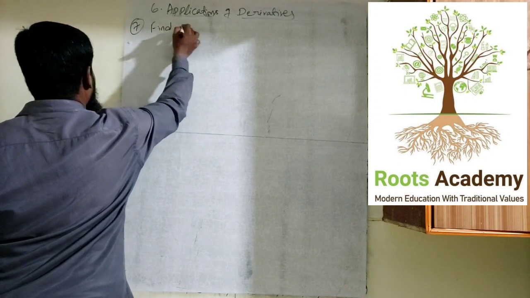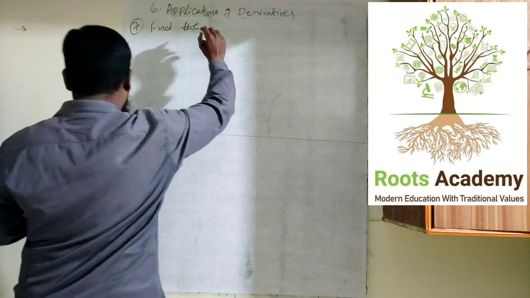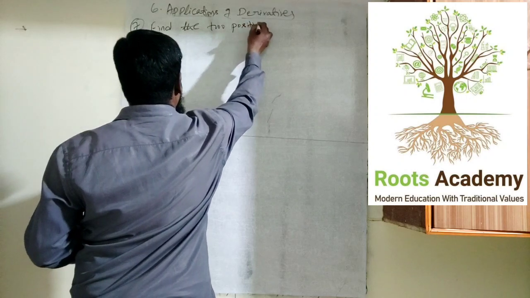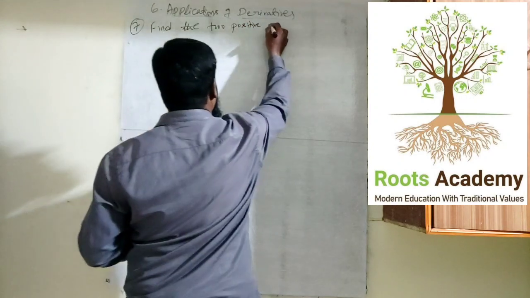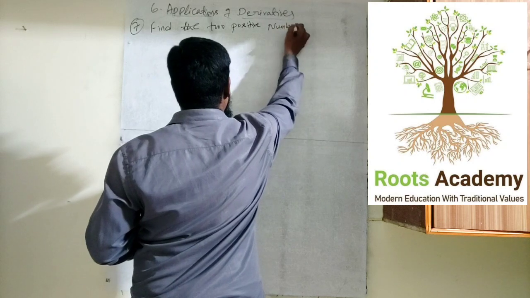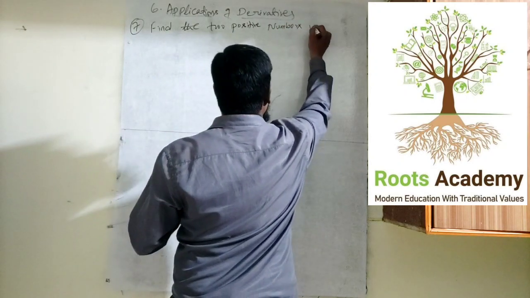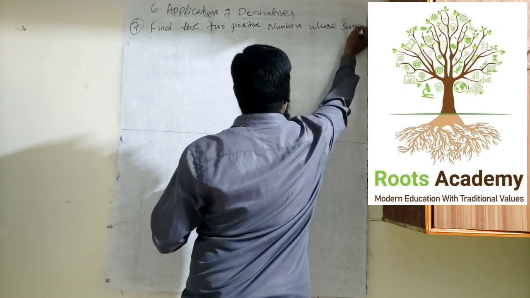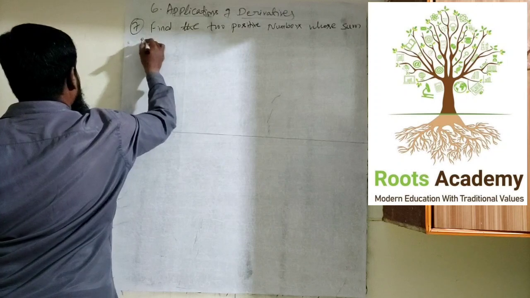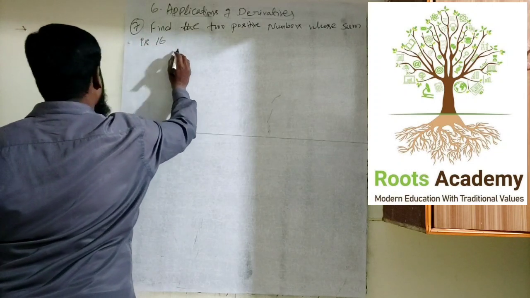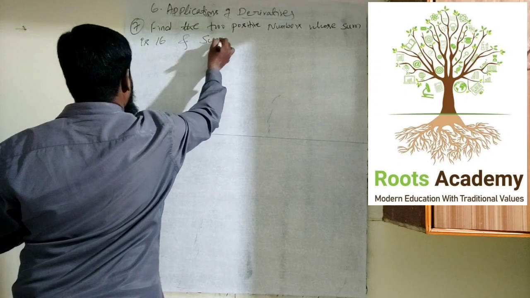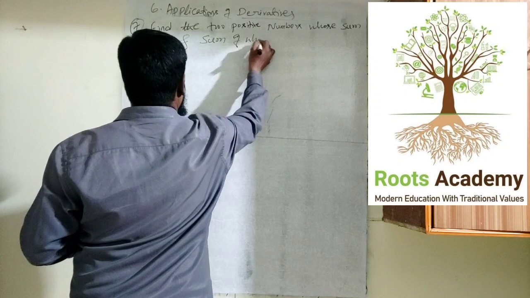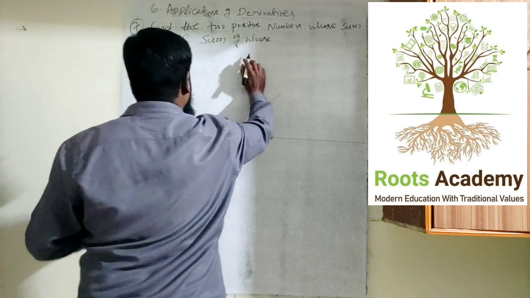Find the two positive numbers whose sum is 16 and the sum of whose cubes is minimum.